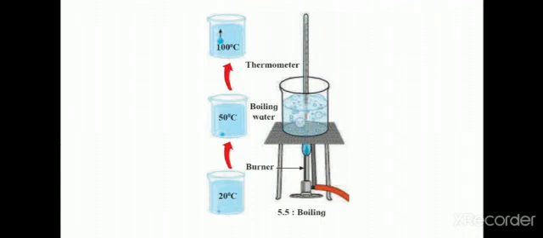When water vapor cools, it is converted into water again. This process, that is the conversion of water vapor into water again, is called condensation. Condensation of steam also takes place at 100 degrees Celsius. It means that the boiling point and condensation point of water are one and the same.